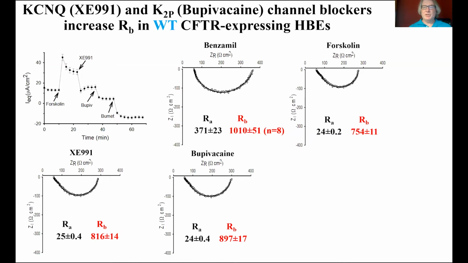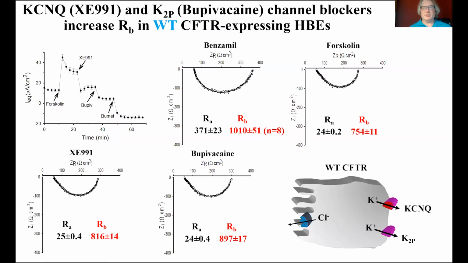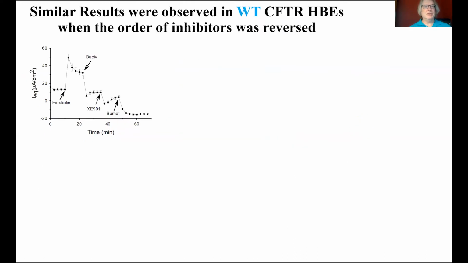So again, this increase in basolateral membrane resistance following block of an ion channel is consistent with these channels being expressed on the basolateral surface. So our conclusion from these data is that both KCNQ and the two pore channels are located on the basolateral side under our conditions. We then reversed the order of addition of these blockers to see if that would make any difference. Again, Forskolin stimulated a good current response.